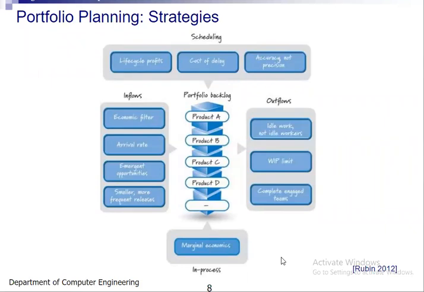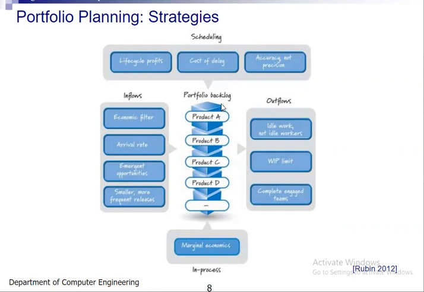Then portfolio planning strategy, okay, strategies. So scheduling on what parameters, rubrics you will be doing, scheduling, right? Life cycle profits, cost of delay, accuracy, not precision. On that parameters you will be doing the scheduling, right? So अगर एक particular in portfolio planning, if you are having say यहाँ पे कितने product development है? चार, A B C D.